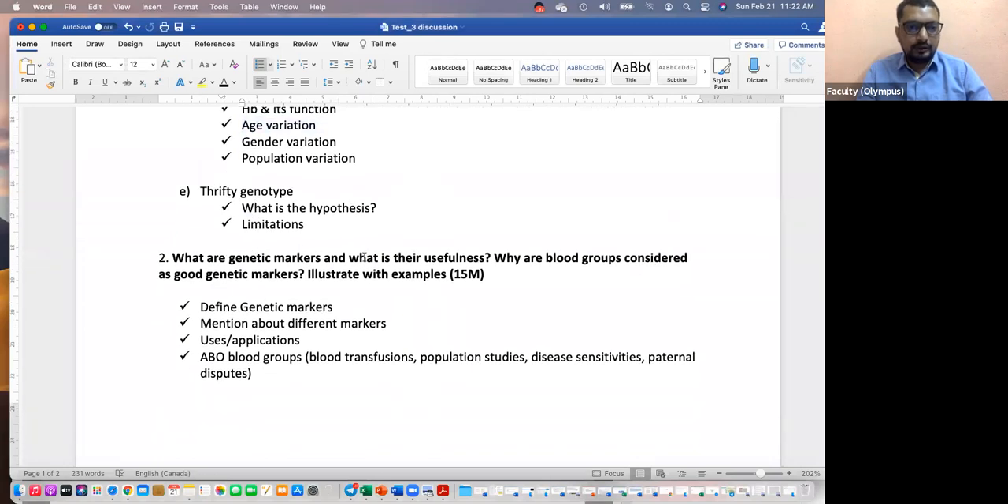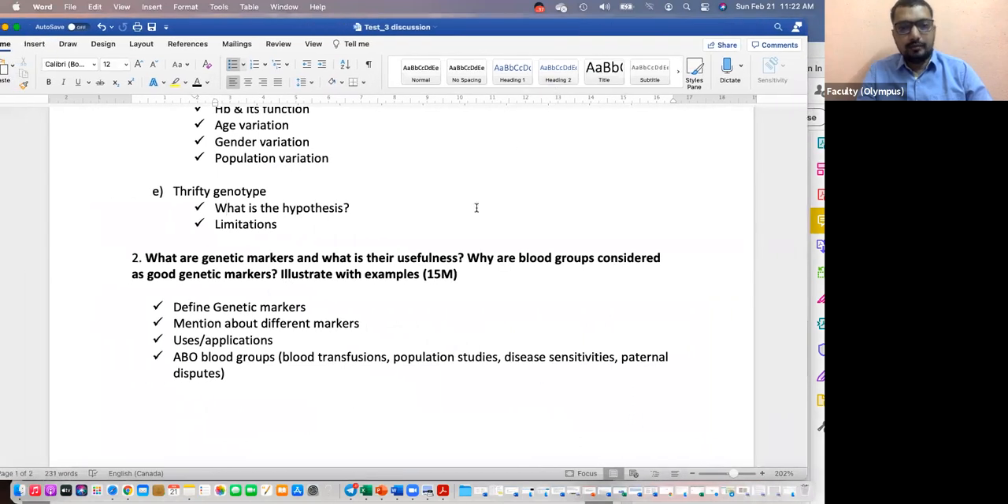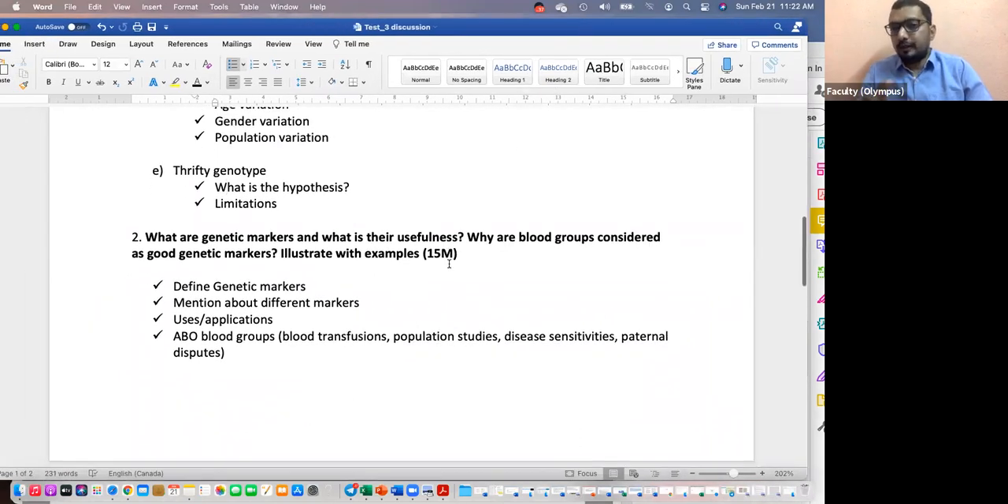And question 2, what are genetic markers and what is their usefulness? Why are blood groups considered as good genetic markers? Okay, enough scope. They've already given subheadings to you in this. What are genetic markers? First, define genetic markers. What is their usefulness? Second point should be applications. Use the same terms. If they use the word usefulness, give the subheading as usefulness. So match the tone of the question. And then uses and applications.